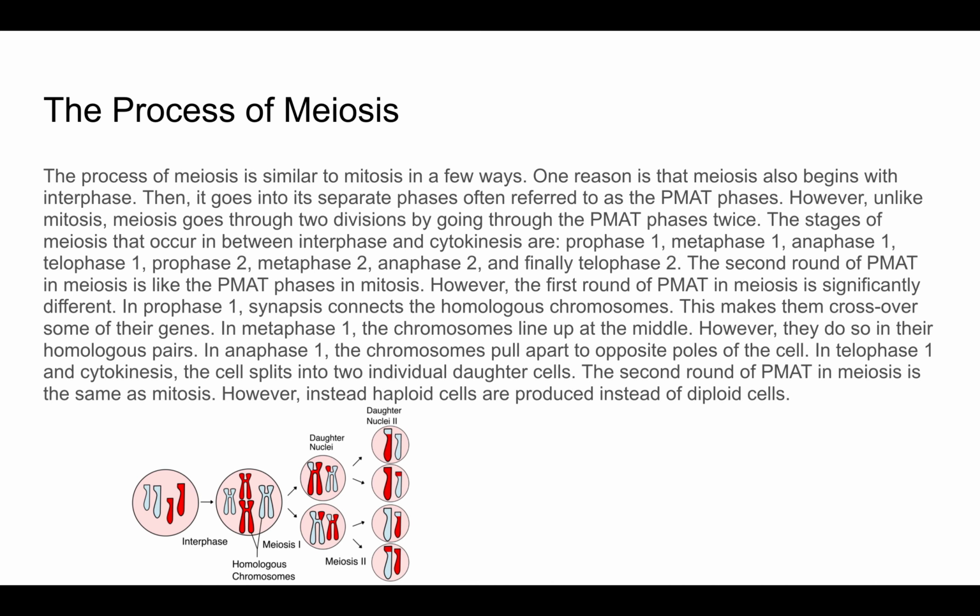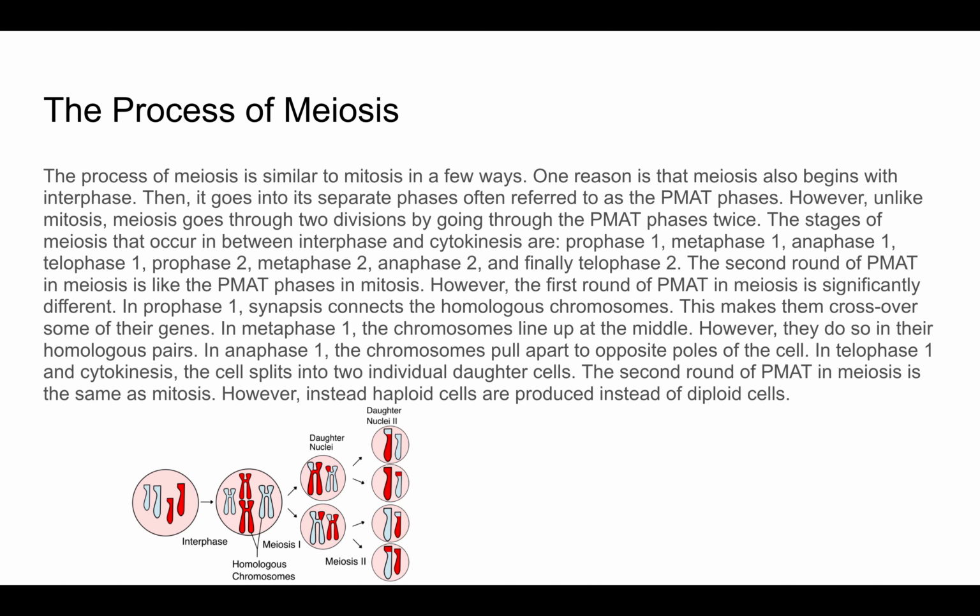The stages of meiosis that occur in between interphase and cytokinesis are prophase 1, metaphase 1, anaphase 1, telophase 1, and then prophase 2, metaphase 2, anaphase 2, and finally telophase 2. The second round of PMAT in meiosis is just like the PMAT phases in mitosis.